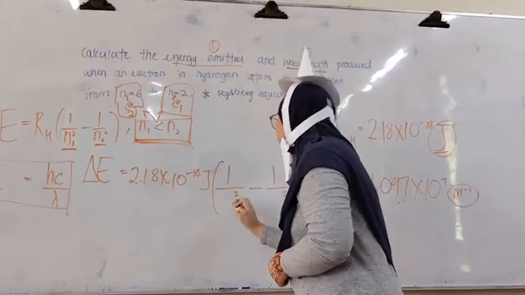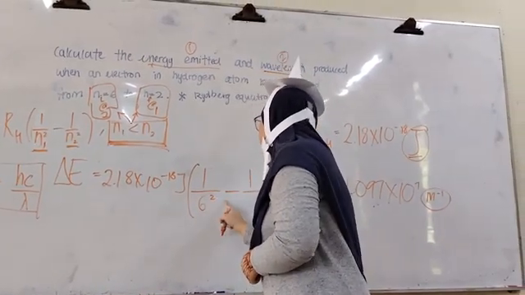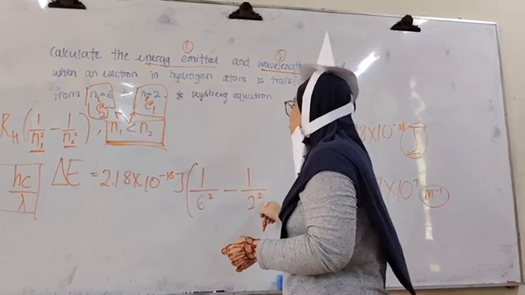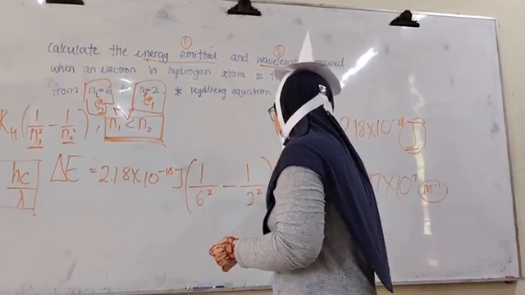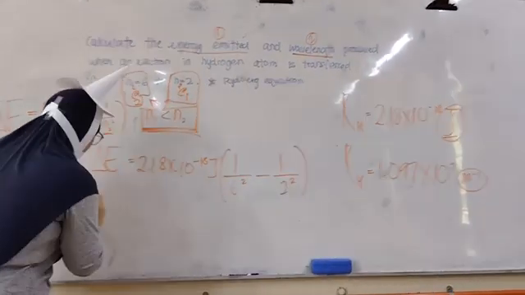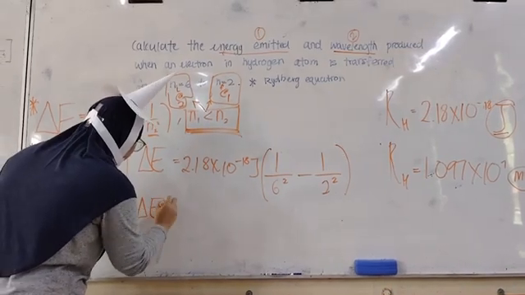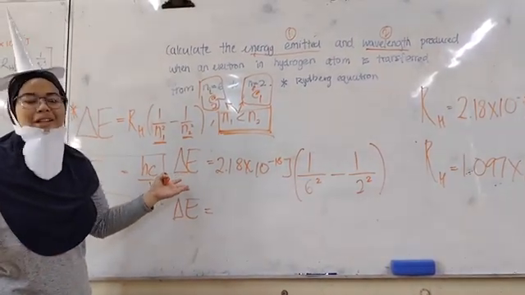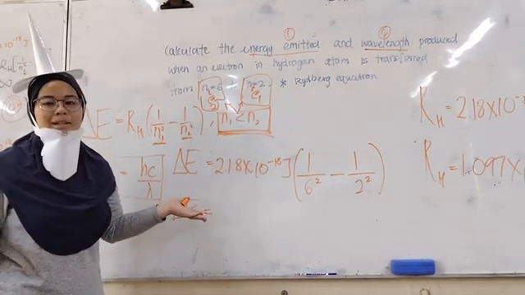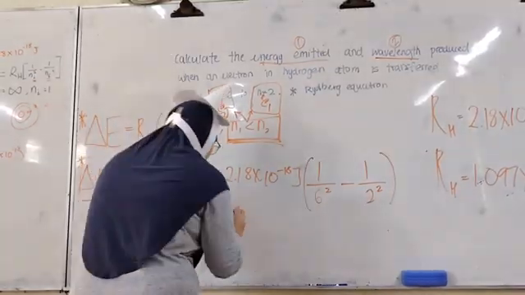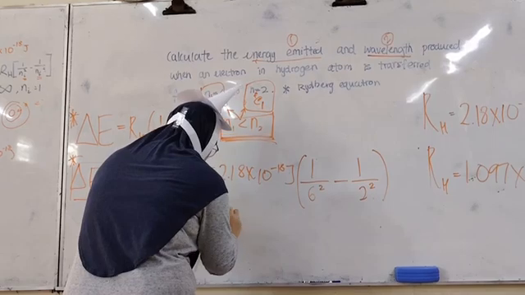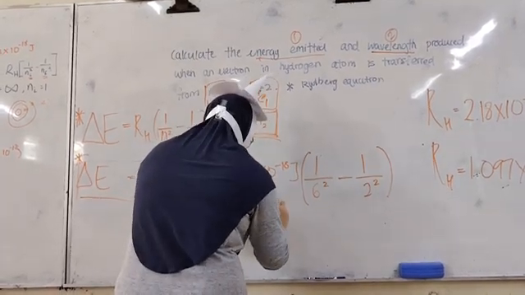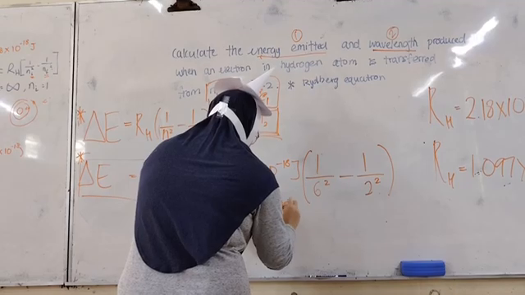Let's substitute it here: 1 over 2 squared minus 1 over 6 squared. Close the bracket. Now, you can just insert it in the calculator and get your answer. The answer would be 4.844 times 10 to the power of negative 19.